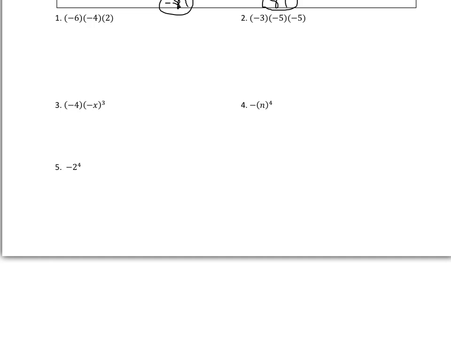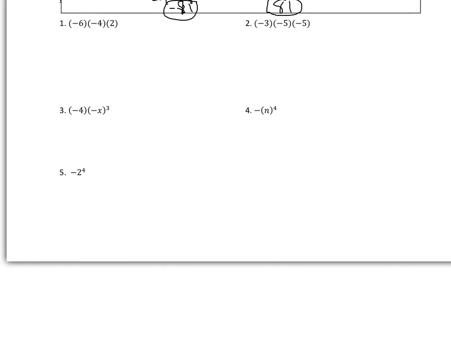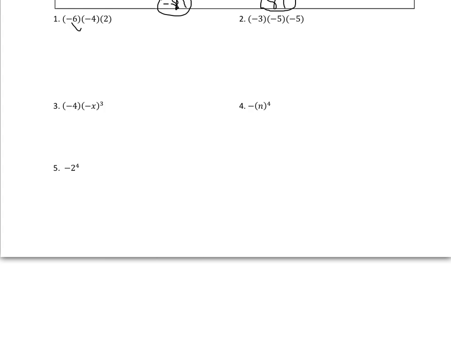All right, let's go through some more examples. In this first example, if you see I have 3 factors, but I have an even number of negative signs. So before I even start, I know my answer is going to be positive. 6 times 4 is 24. Times the 2 gives me 48. Okay, and since I saw I had an even number of negative signs, I didn't really even need to worry about that it was a -6 times a -4.